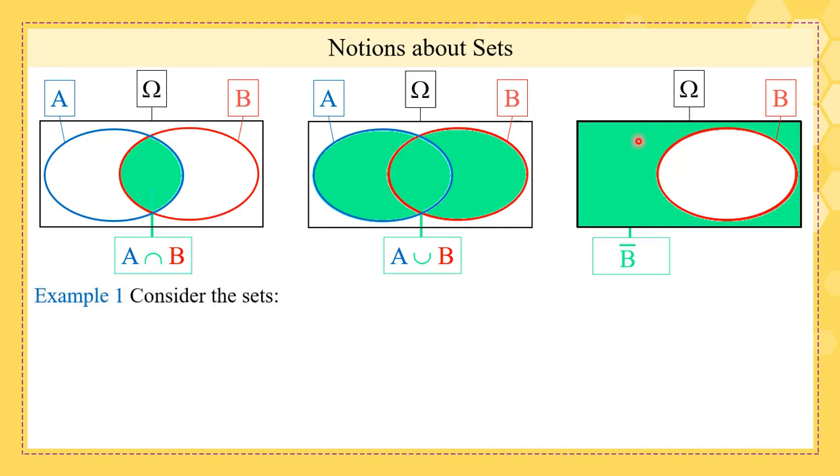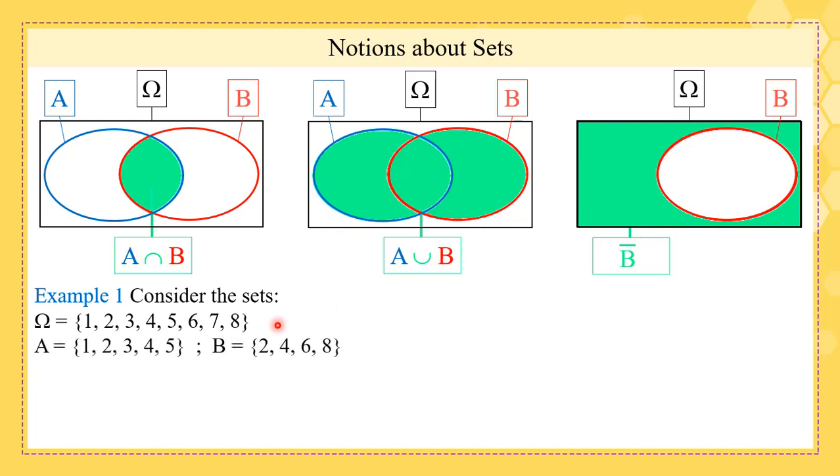Let's see some examples. This is the first example. This is the set omega. These are A and B. We need to find A intersection B, A union B, A bar, and B bar. Well, finding the intersection between A and B means that we need to find the common elements between them, and here we have 2 in common and 4 in common, as you see.